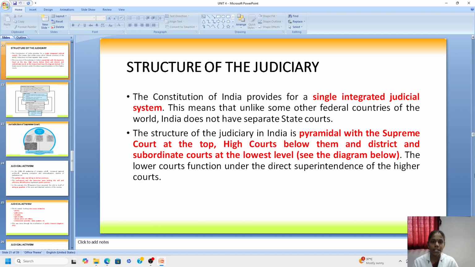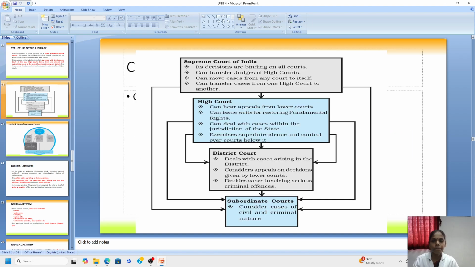A single integrated judicial system. This means that unlike some other federal countries of the world, India does not have separate state courts. Next, Supreme Court of India, High Court, District Court and other subordinate courts. The decisions of the Supreme Court are binding on all courts. It can transfer judges of high courts, can move cases from any court to itself, and can transfer cases from one high court to another.